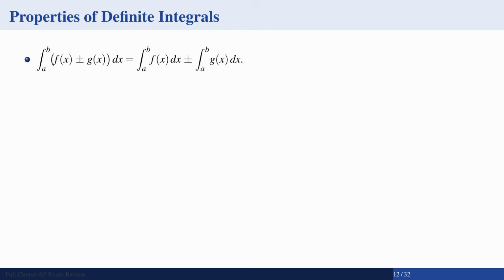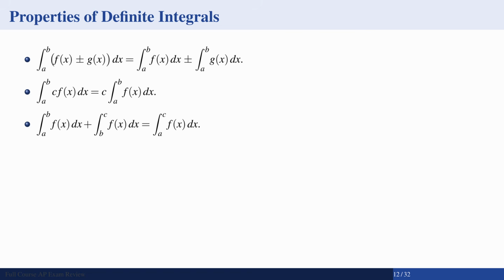Okay, the next thing is going to be properties of definite integrals. So there are a couple of properties, I'm sure that you know them. If you have an integral of a sum or difference, it's just the sum or difference of the integrals. If you have a constant multiple, so if you have the integral of a constant times f of x, that's just the constant times the integral of f of x. And they can add up. So if you have the integral from a to b plus the integral from b to c, that combines into the integral from a to c of f of x dx.